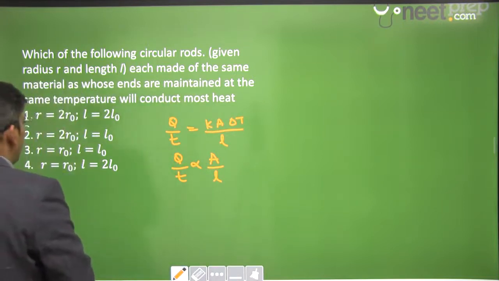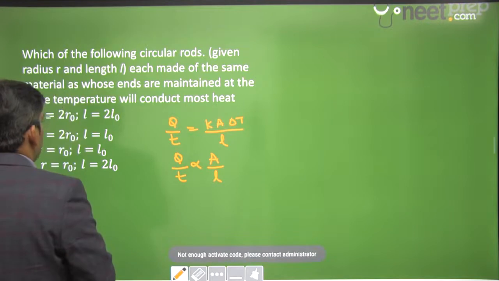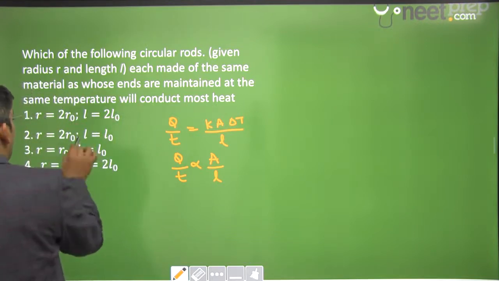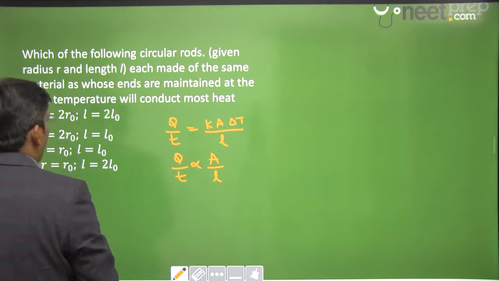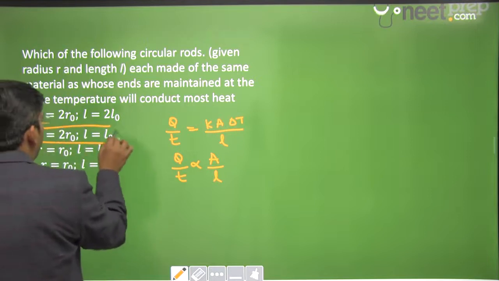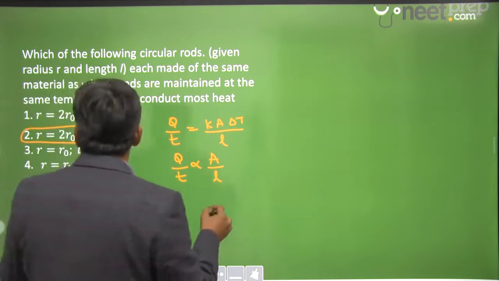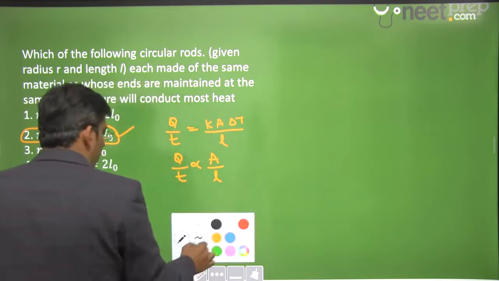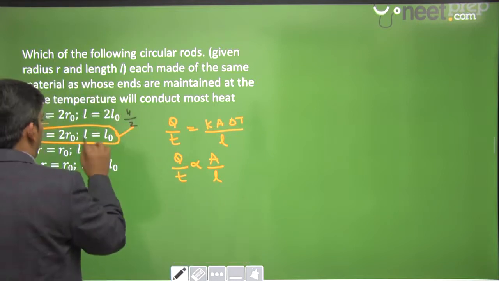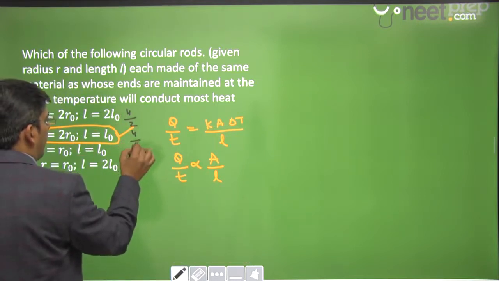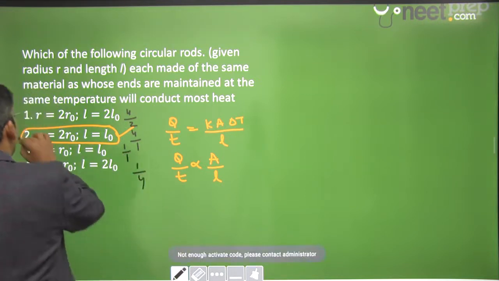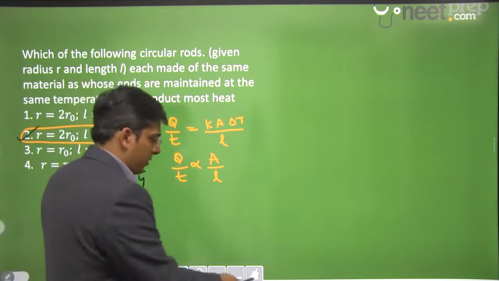So we have the case of, see, area is more in this case, 2R0, right? But length is less, right? So I think this is going to be the correct option. See, you can see the option wise result, radius square divided by length. So this becomes 4 by 2, then radius square divided by length 4 by 1, and radius square divided by length. So the second option is the correct one, right, dear students?